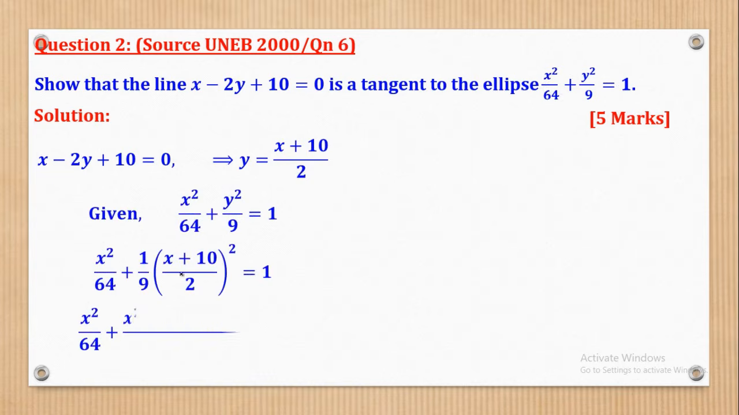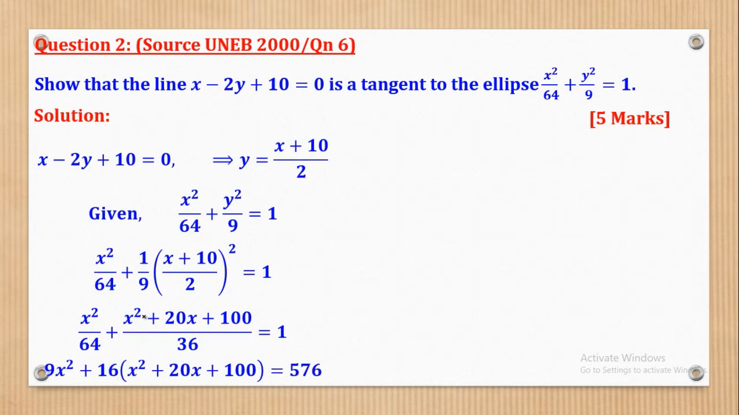After that you expand. So when I expand this, I'll come up with this. So this 36 is because this is 9 times 4, because this was 2 squared to give you 4, 4 times 9 to give you 36. Then multiply through by the LCM to come up with that. Simplify to get that quadratic equation.